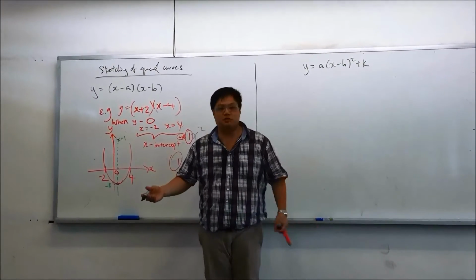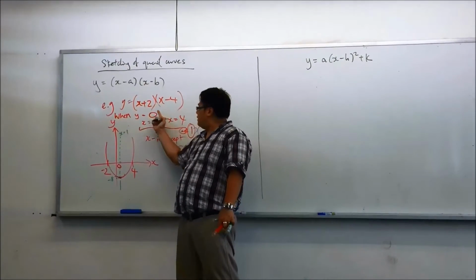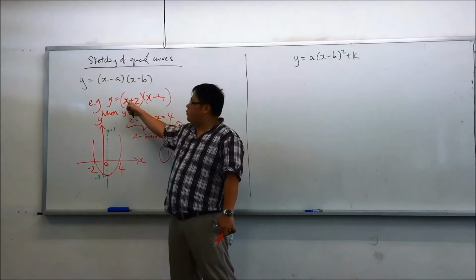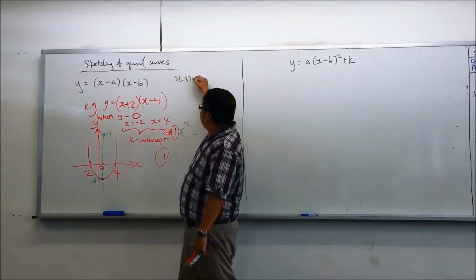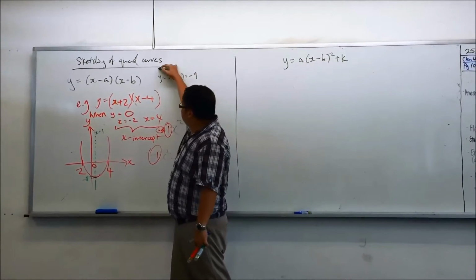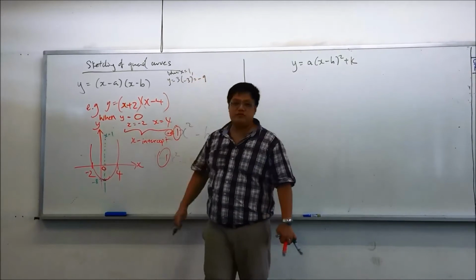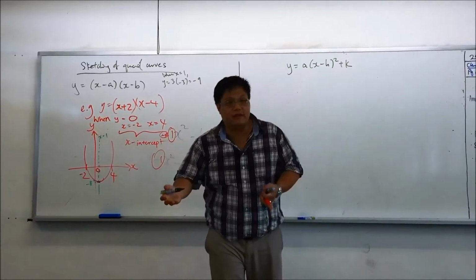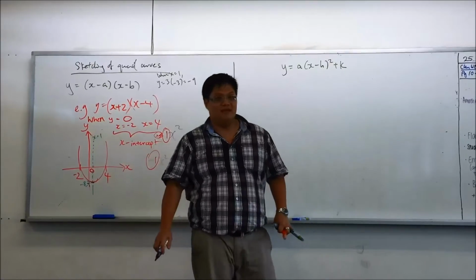All we have to do is substitute x equals 1 into this equation. So when x equals 1, we plug it inside. 1 plus 2 is 3. So 3 times minus 3 will be negative 9. So when x equals 1, y equals negative 9. That tells me the minimum value of this graph is minus 9.